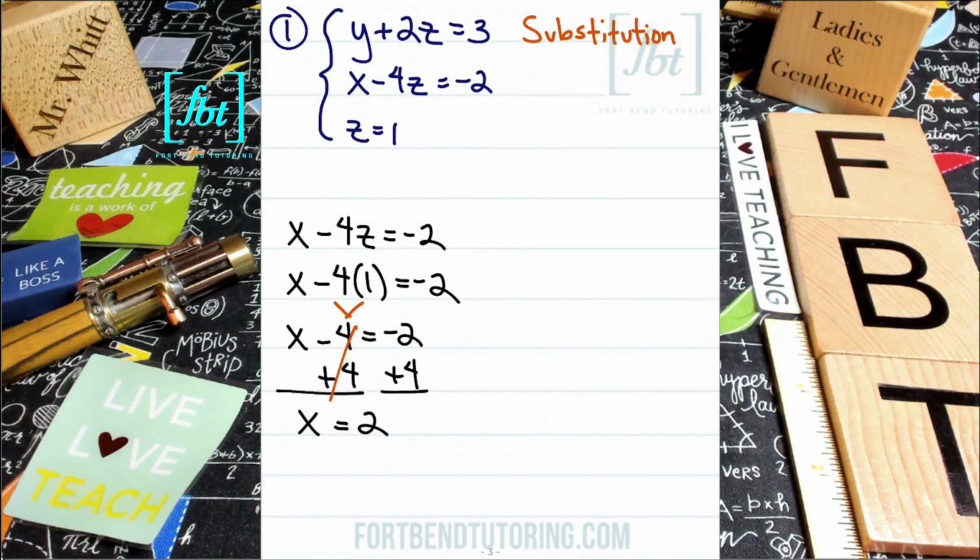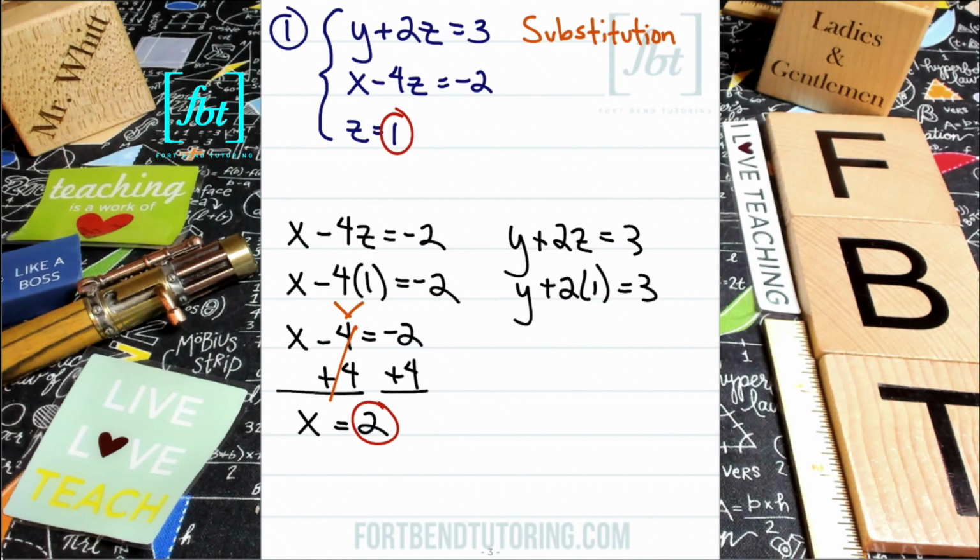We know that z equals 1 and that x equals 2, and then we move on to the first equation in order to solve for y. So when solving for y, we have y plus 2z equals 3, right? Now I'll be plugging in 1 for z. So I have y plus 2 times 1 equals 3.